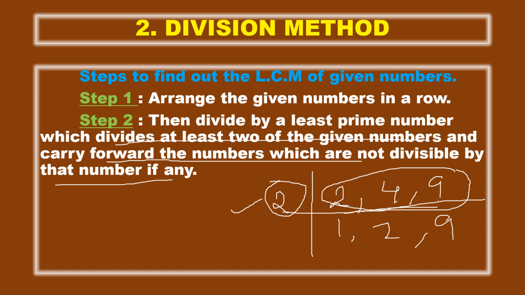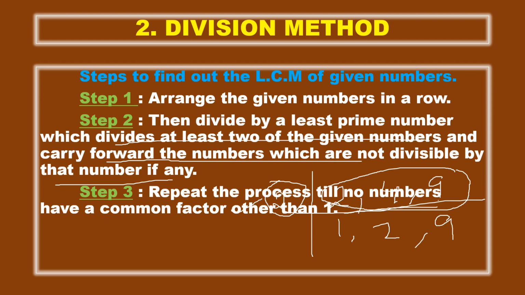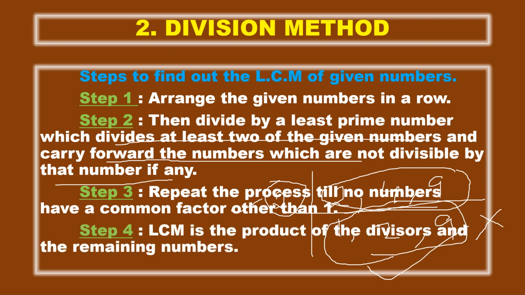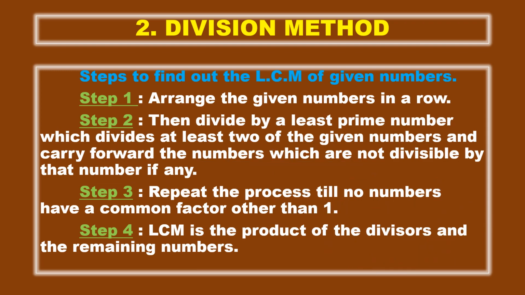Understood? Now what is our next step? Repeat the process till no numbers have a common factor other than 1. Okay, you should repeat this process until you have no common factors other than 1. If I see here 2, 9, I don't have any common factor here, so I can stop the process here. And the next step is LCM is the product of divisors and the remaining numbers. So you need to multiply these three numbers and this divisor. Understood? Let me explain this in detail.